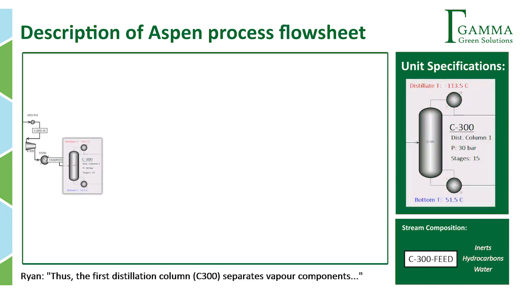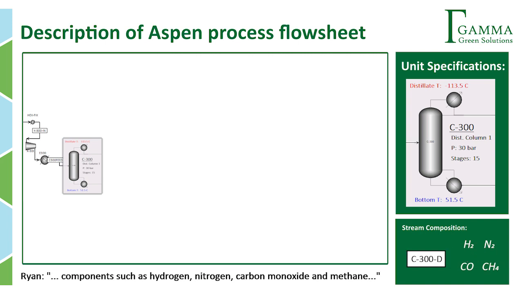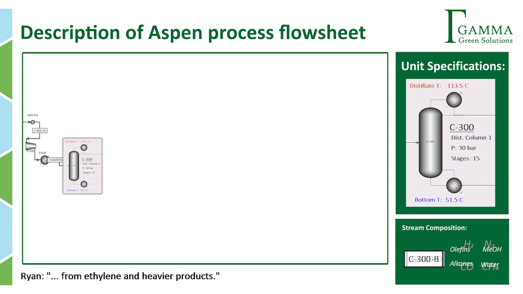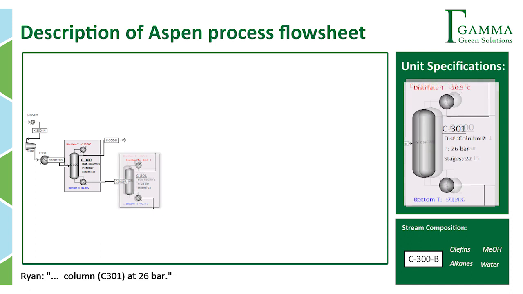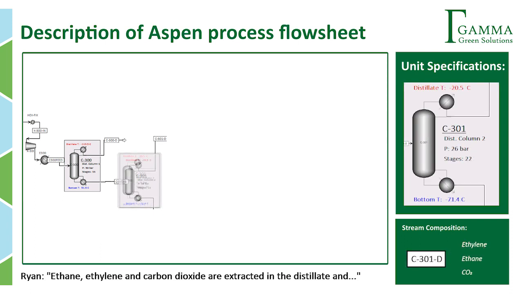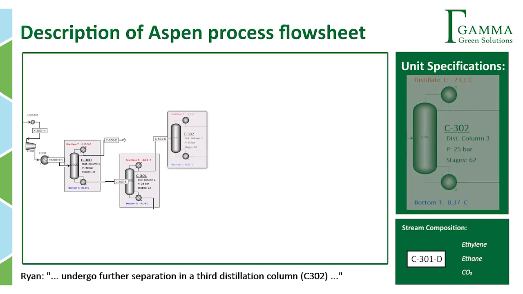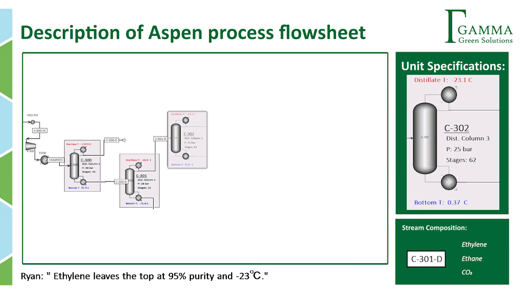Thus, the first distillation column, C300, separates vapor components such as hydrogen, nitrogen, carbon monoxide, and methane from ethylene and heavier products. The bottoms of this column are at 51.5 degrees Celsius and enter a second distillation column, C301, at 26 bar. Ethane, ethylene, and carbon dioxide are extracted in the distillate and undergo further separation in a third distillation column, C302, operating at 25 bar. Ethylene leaves the top at 95% purity and -23 degrees Celsius.